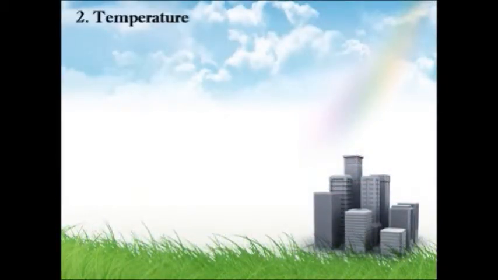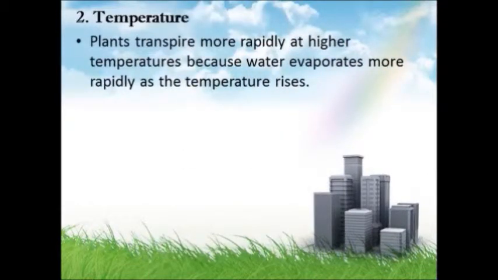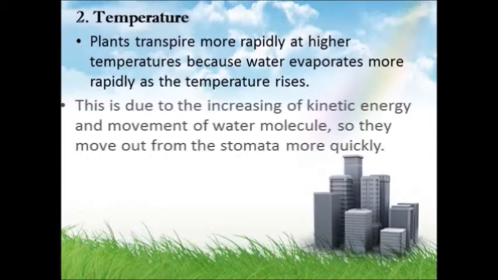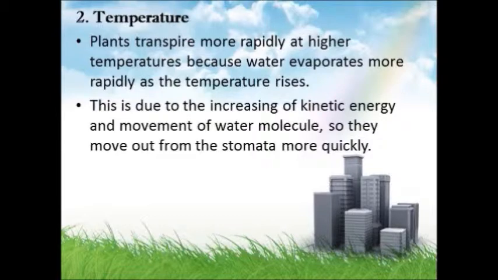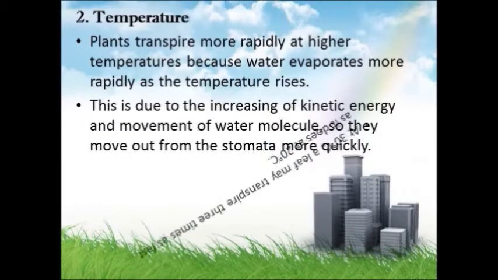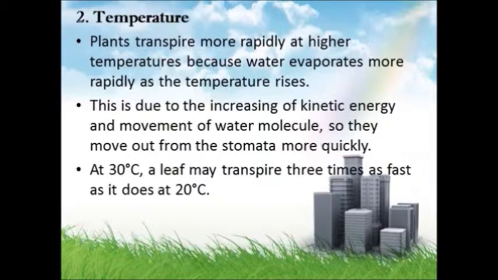Second is temperature. Plants transpire more rapidly at higher temperatures because water evaporates more rapidly as the temperature rises. This is due to the increase in kinetic energy and movement of water molecules, so they move out of the stomata more quickly. At 30 degrees Celsius, a leaf may transpire 3 times as fast as it does at 20 degrees Celsius.